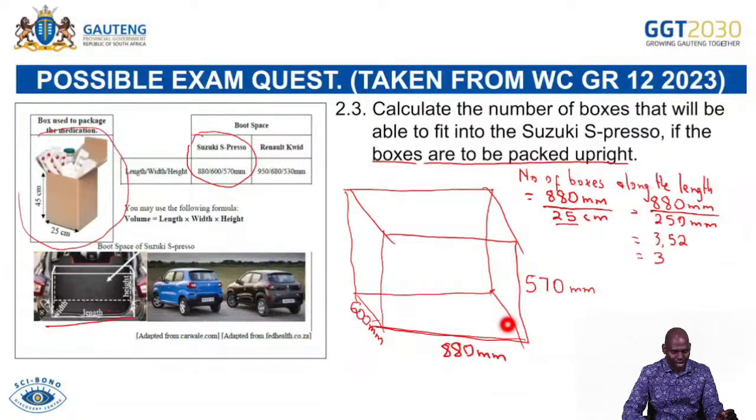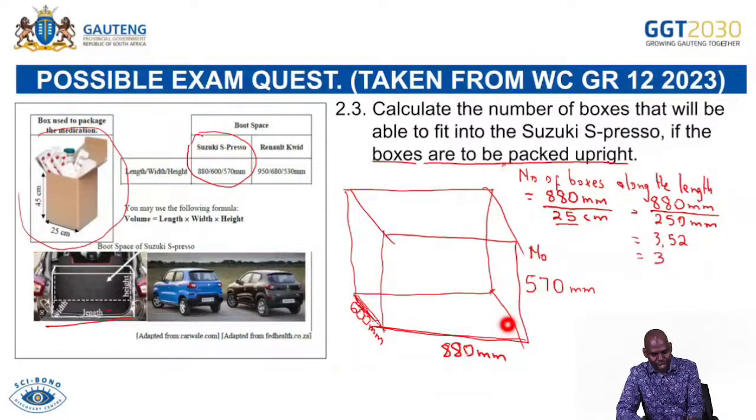Now let's check along the width. Now this is along the width. So we say the number of boxes along the width.